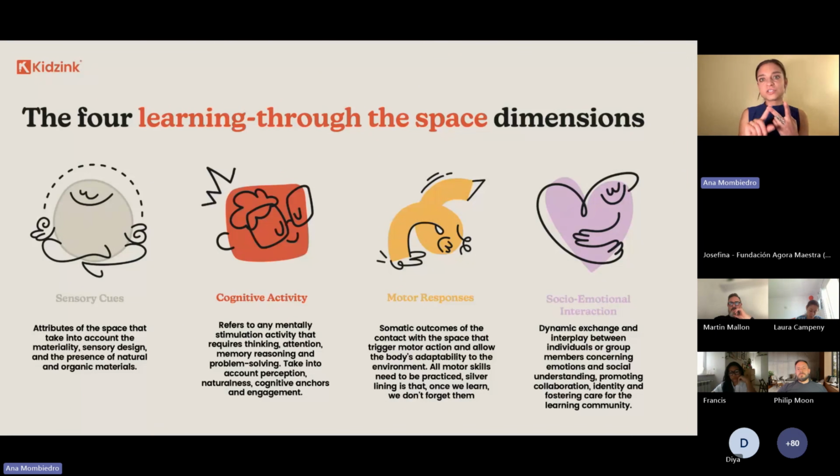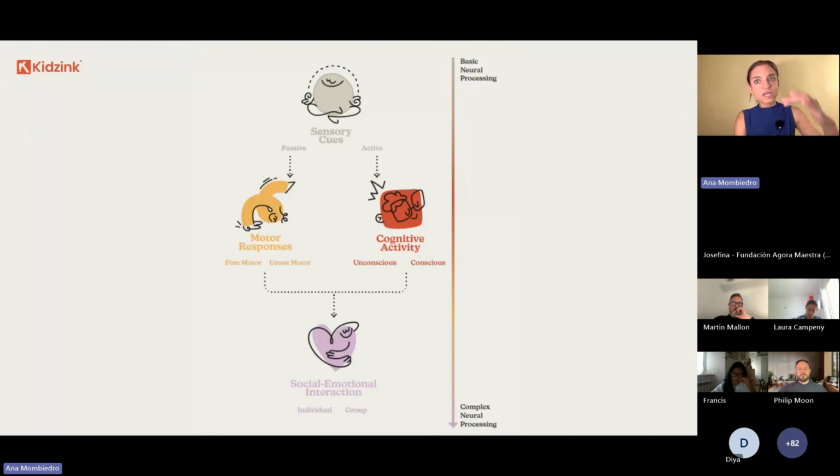But we divided physiological well-being into motor and cognitive, because motor and cognitive activity have different neuronal networks. That's why we've got these 4 different fields, these 4 different areas that we evaluate individually. And they're organized from basic neuronal processing to more complex.